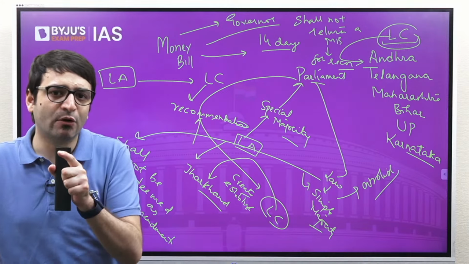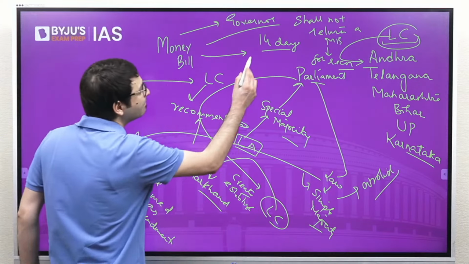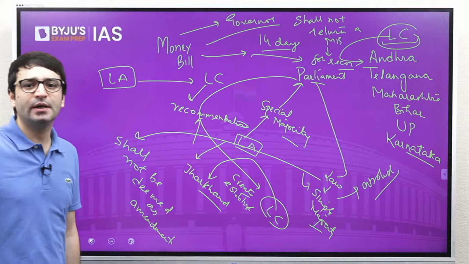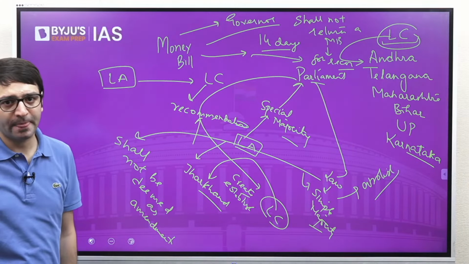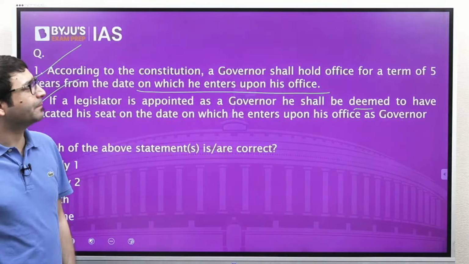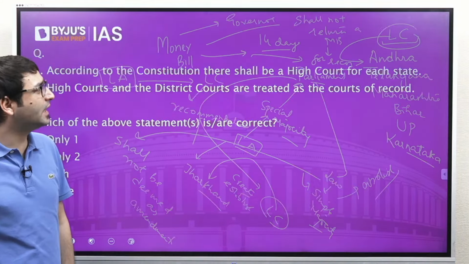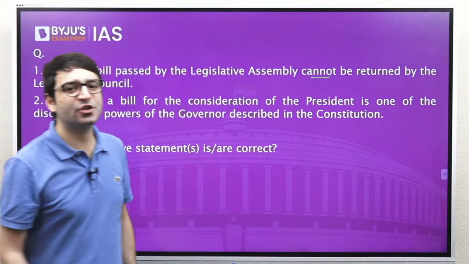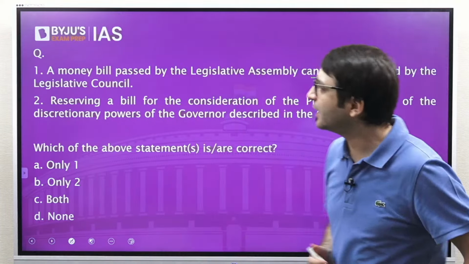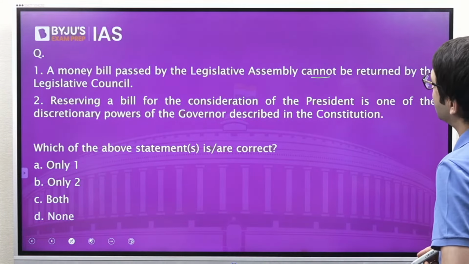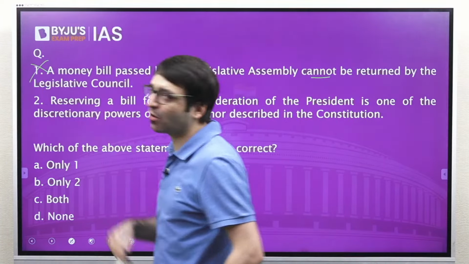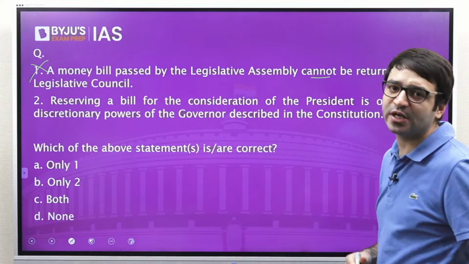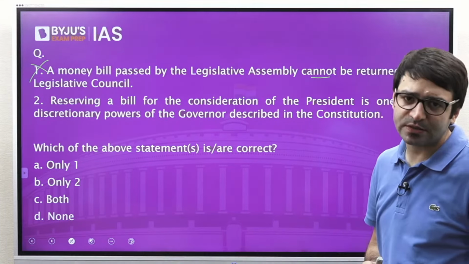But what governor cannot do, he cannot send the money bill back for reconsideration, which means the governor cannot use suspensive veto. But the Legislative Council can return a money bill back to the Legislative Assembly for reconsideration. So a money bill passed by Legislative Assembly cannot be returned by the Legislative Council. This statement is wrong because it can be returned to the Legislative Assembly with recommendations.